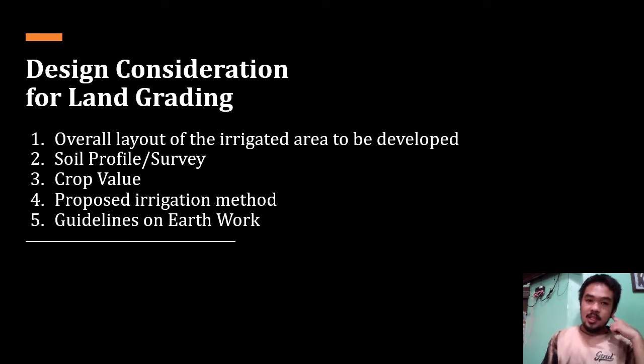And lastly, guidelines on earthwork. The maximum is about 1,500 cubic meters of earth being moved per hectare. That is the ideal volume of earth that needs to be moved per hectare. Let the volume of cut be in excess of the volume of the fill by about 20 to 50%. This is to take care of compaction of the fill that occurs over time, shrinkage of the fill material, and losses during handling.